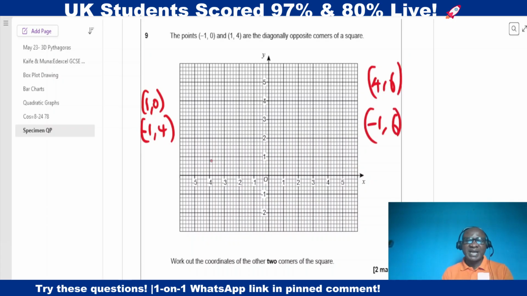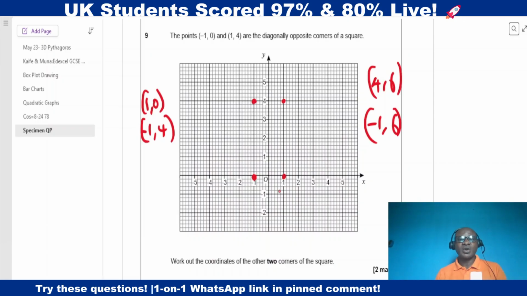The first corner is minus 1, comma 0, and that is this point. That is the first coordinate. And the next one, the diagonal, is 1, comma 4. That is this point. So this is the diagonal line they gave us, and they say we should find the other remaining two corners. Look at it here. The other one will be here, and the next one will be here.